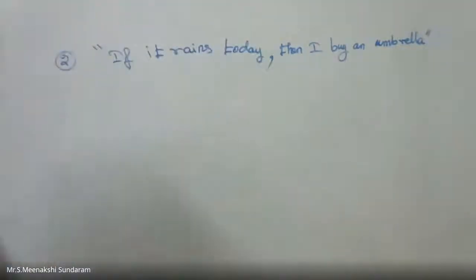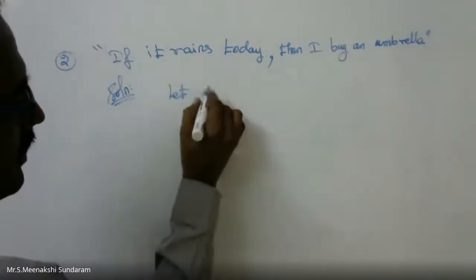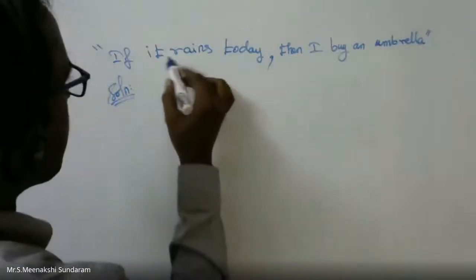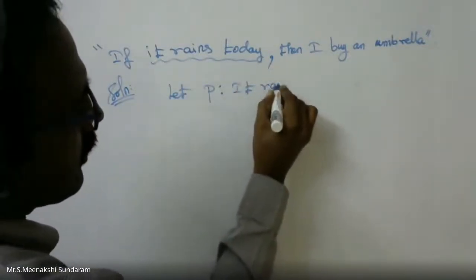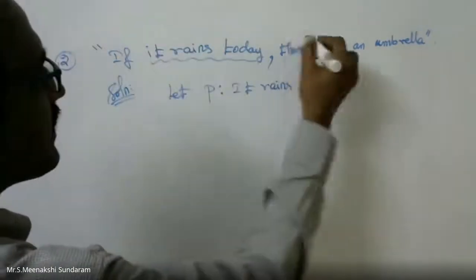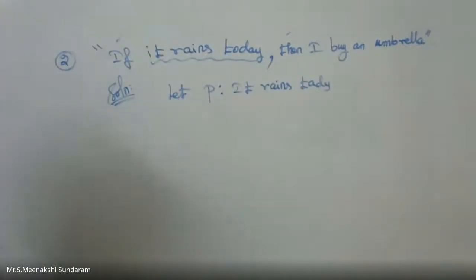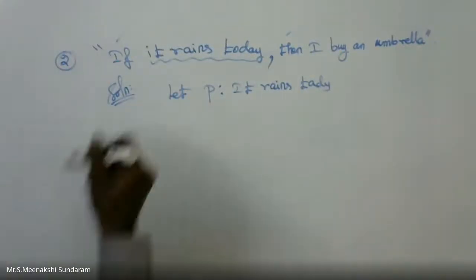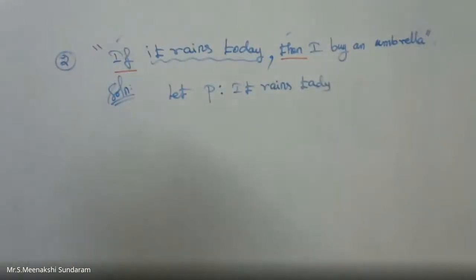Try to write it in symbolic representation. How can you write it? Let P be the proposition: it rains today. Only if and then we can remove. The remaining terms you can take as P and Q. You can remove if and you can remove then. What do you mean by Q?